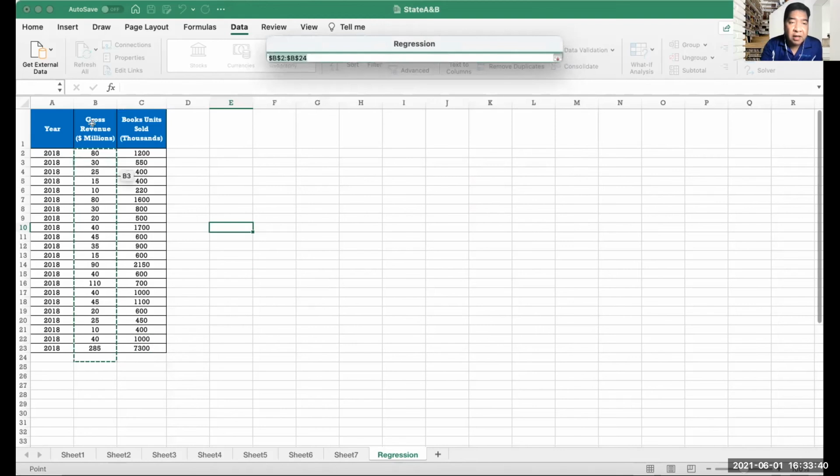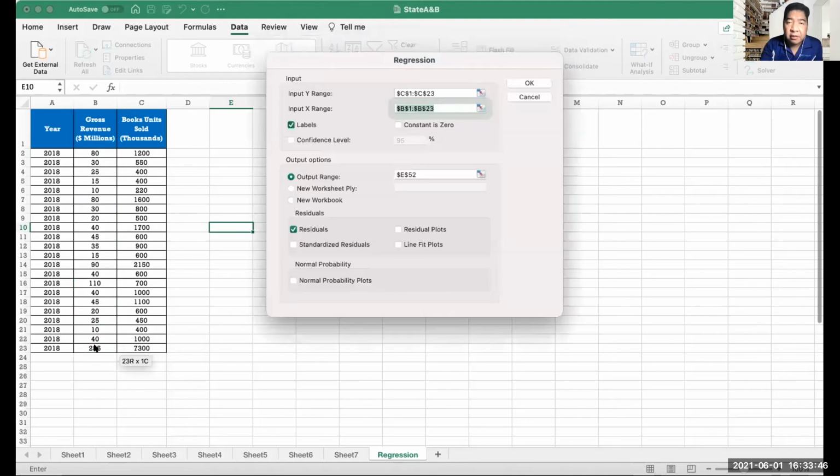So our x values would be the gross revenue in dollar million. So again, highlight this and press enter. And make sure if you include the title or the label of those data for X and Y, you should check labels here. Otherwise, you'll get a wrong computation.